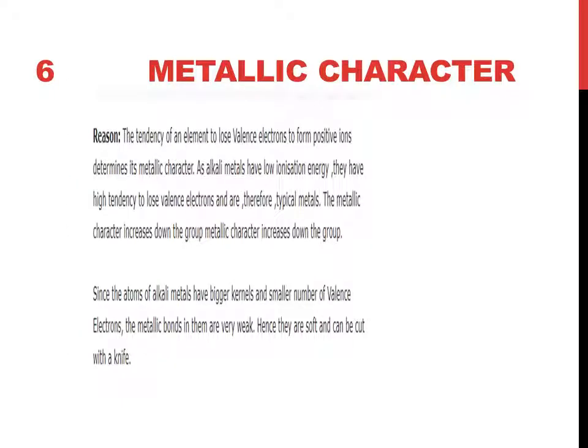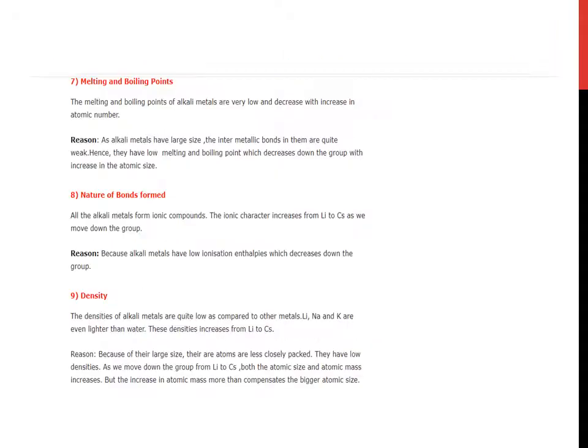Now let us start with metallic character. The tendency of any element to lose valence electrons to form positive ions determines its metallic character. As alkali metals have low ionization energy, they have a high tendency to lose valence electrons. So they are typical metals, and metallic character increases down the group.